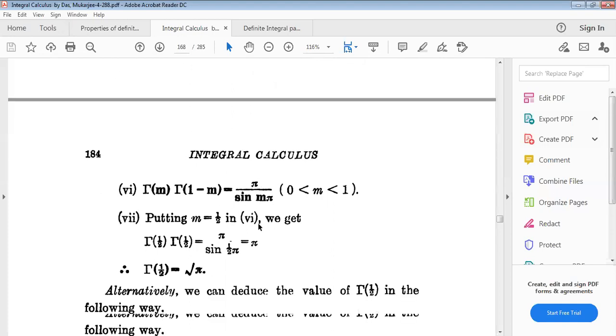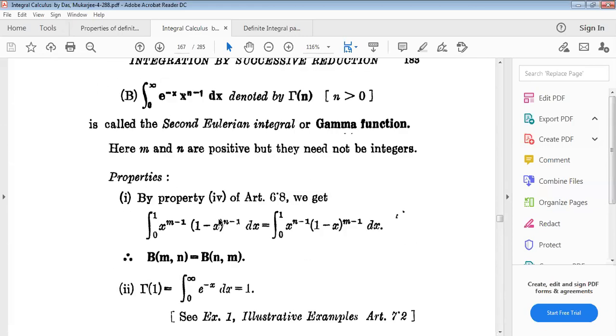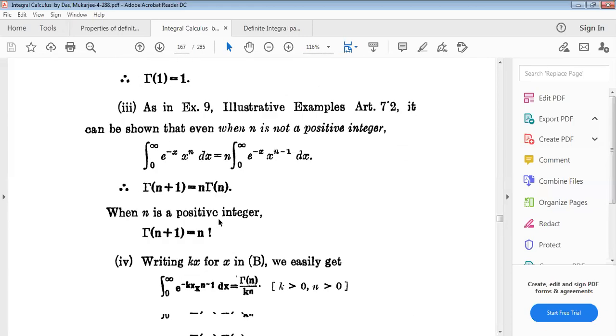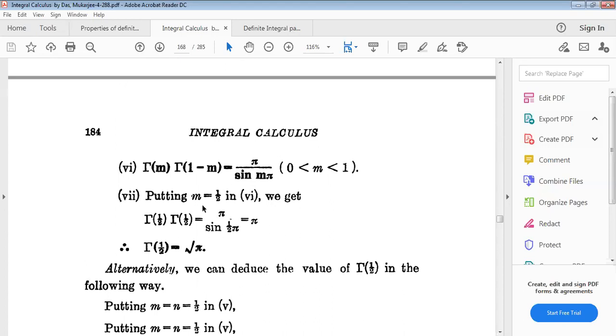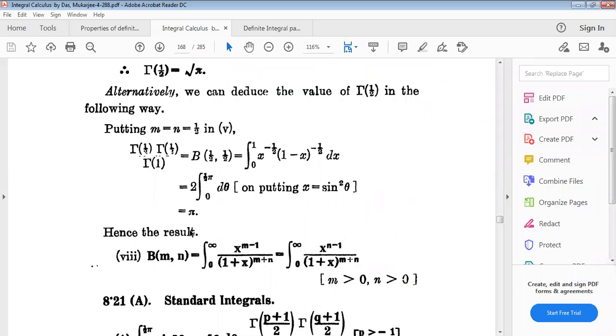This is another formula. If we put m equals half in equation 6, in this formula, then we get gamma half equals root pi. We have to remember this formula also: gamma half equals root pi.